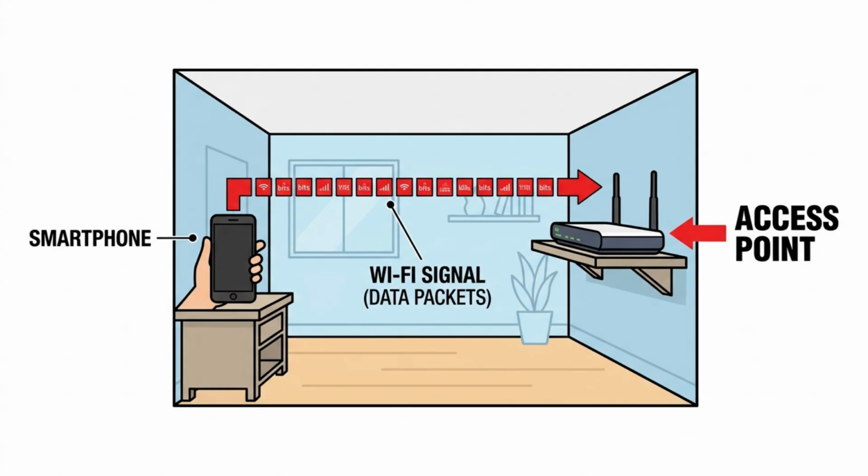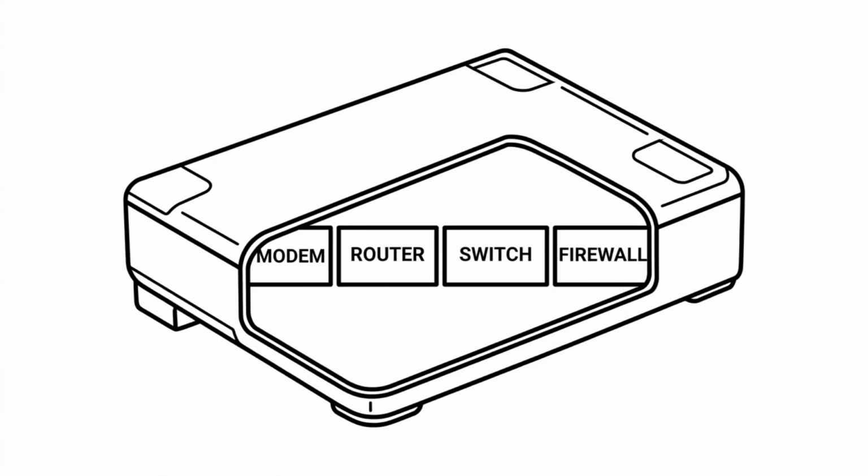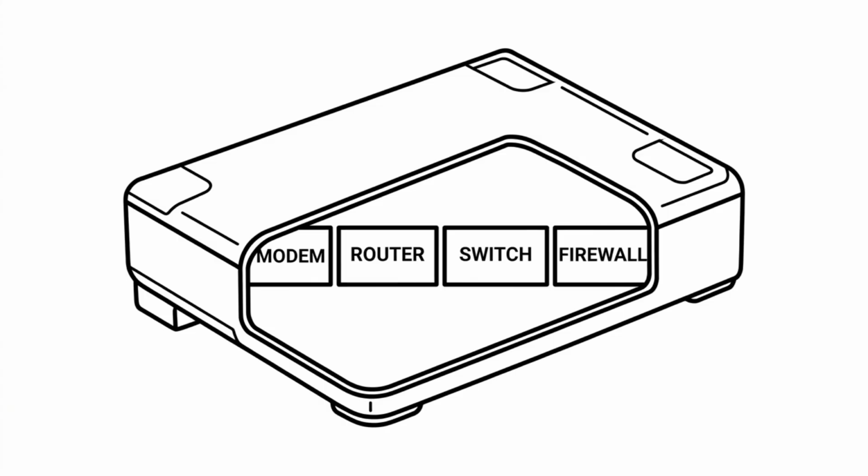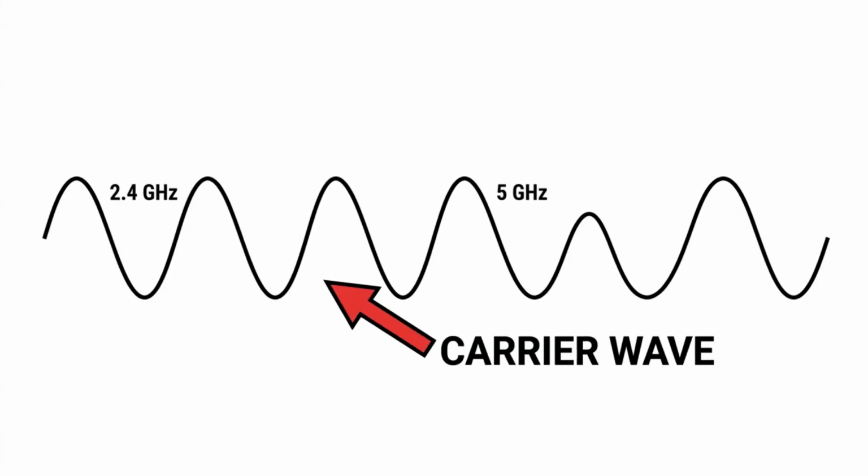But here's the problem: ones and zeros can't just float through the air on their own. They need a vehicle. That vehicle is a radio wave. Inside your router and your phone, a component generates a high-frequency electrical signal called a carrier wave, oscillating at either 2.4 billion times per second or 5 billion times per second, depending on the band being used. Your device's data doesn't replace this wave, it rides on top of it through a process called modulation.